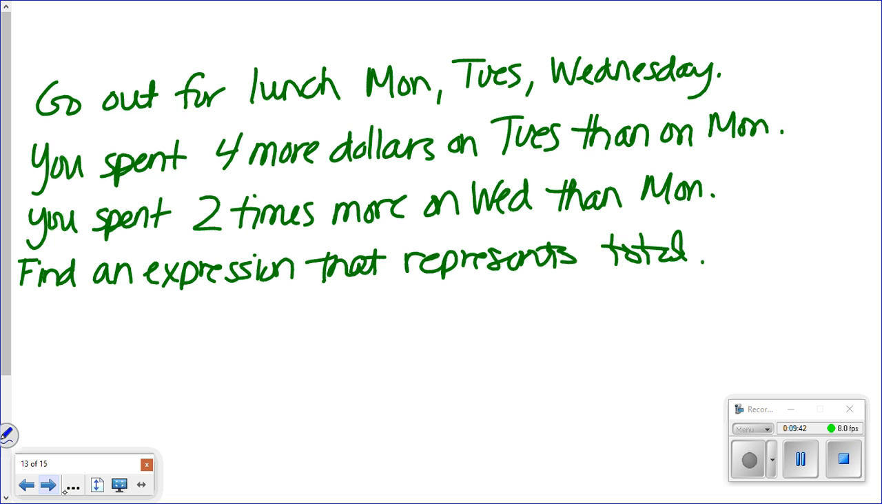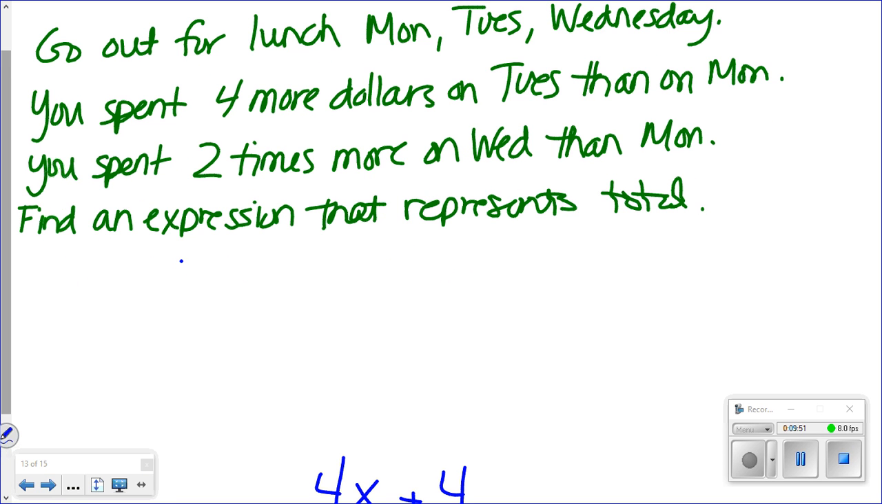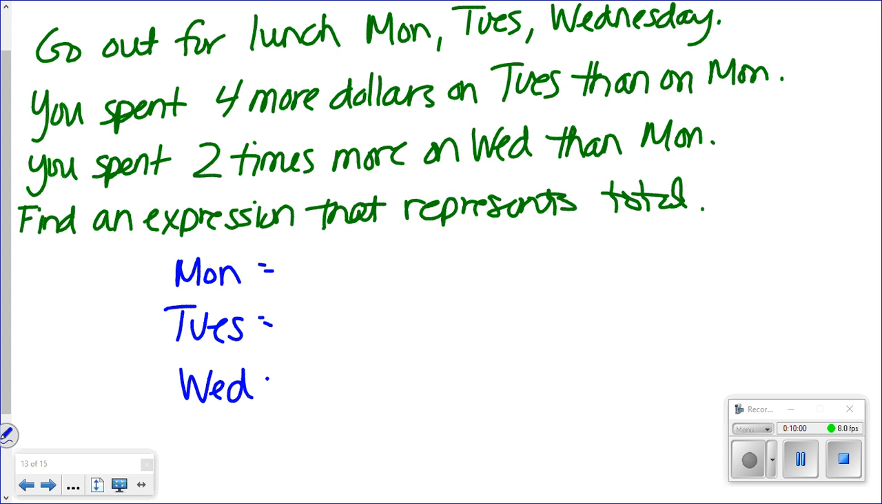Okay, so what are you going to put in your table? What are the things you're going to list? Probably Monday, Tuesday, and Wednesday, right? Monday. Not very good at erasing. Tuesday and Wednesday. Okay, so what do we know?